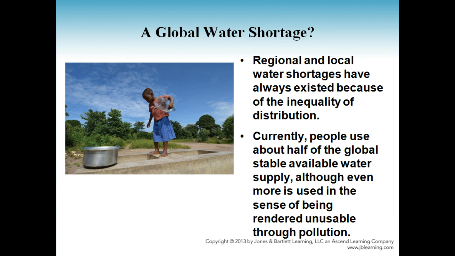Regional and local water shortages have always existed because of the inequality of distribution. Currently, people use about half the global stable available water supply, although even more is used in the sense of being rendered unusable through pollution.